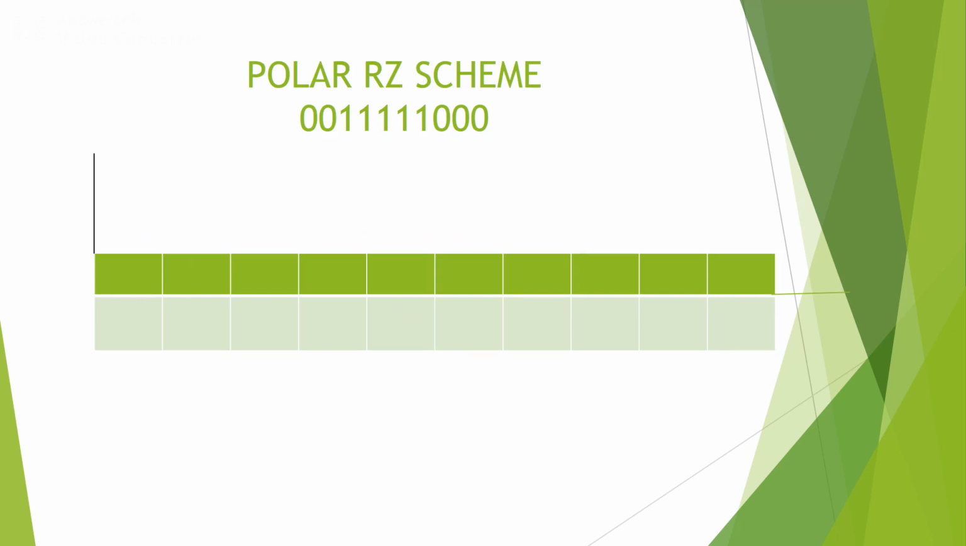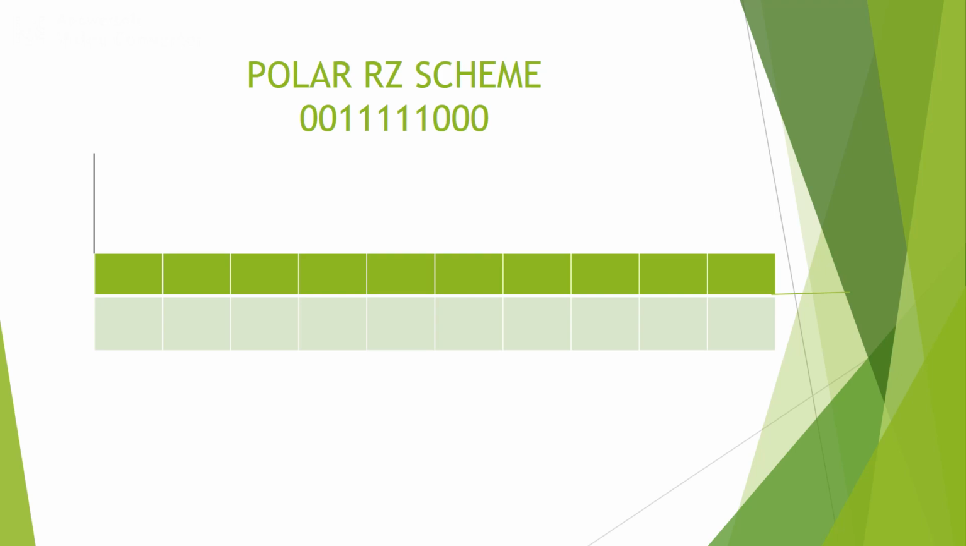Now the polar RZ scheme. In the case of polar RZ, the signal changes not between the bits but during the bits. Here the given pattern is 0 0 1 1 1 1 1 0 0 0, and we have to represent it using the polar RZ scheme.